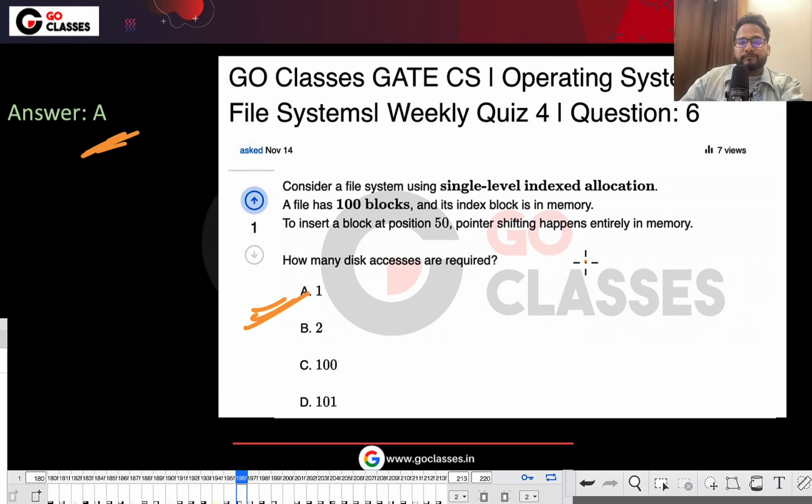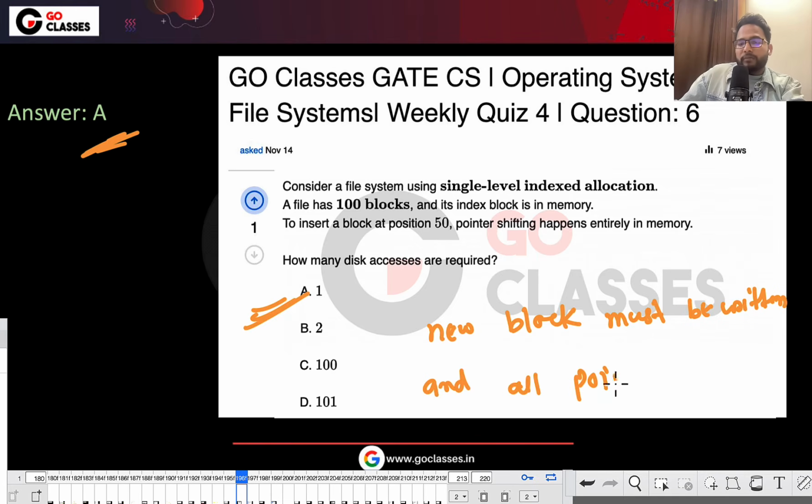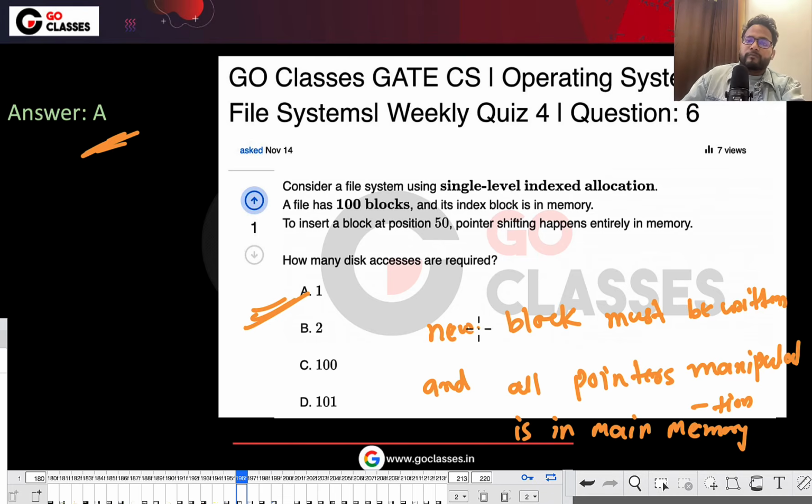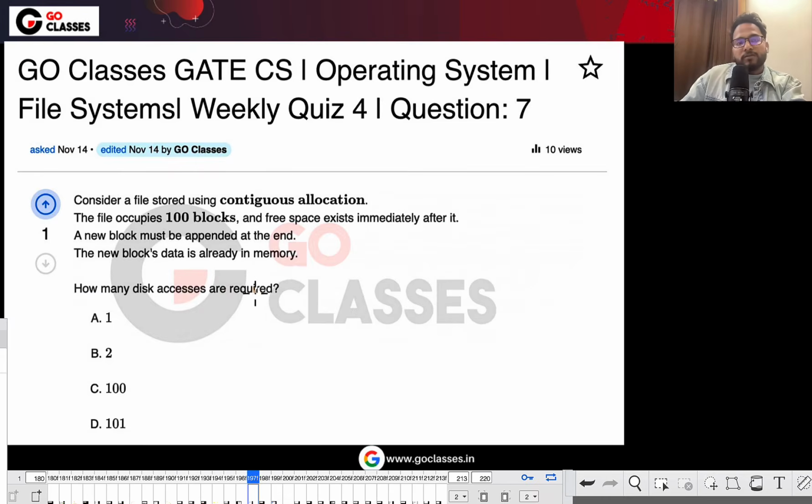I hope you understood, because just the new block must be written, that's all. All the pointer manipulation is in the main memory. The new block must be written, and all pointer updates, pointer manipulation is in main memory. Understood? Okay, now let's see this question.